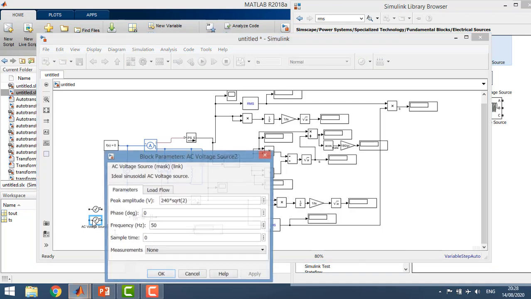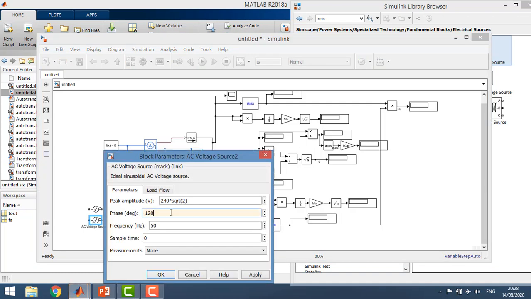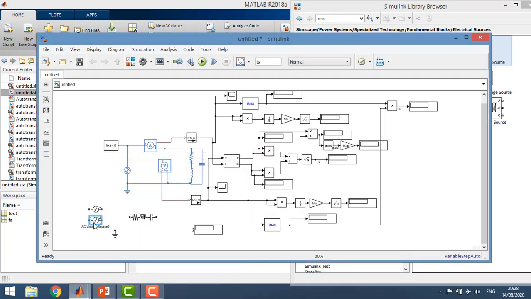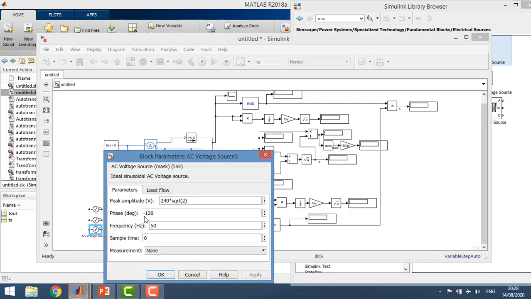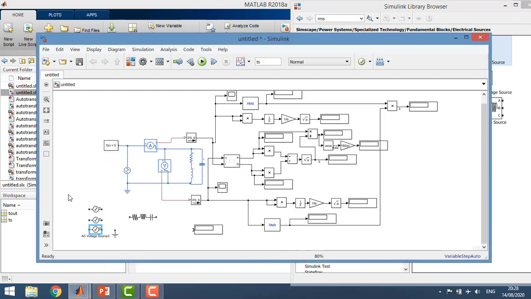Phase B, however, is lagging by 120 degrees, and phase C is leading by 120 degrees.